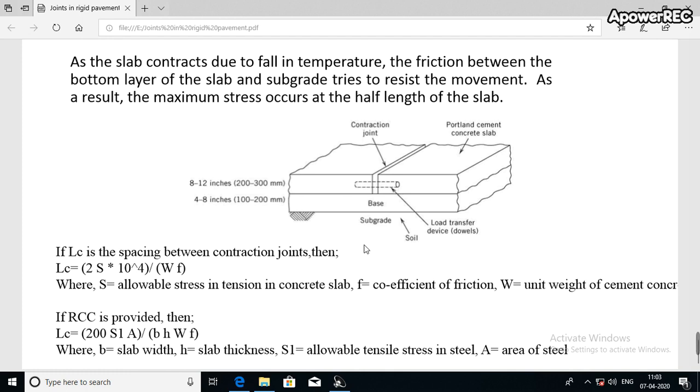Obviously, in the exam, some different numerical examples will be coming using these two formulas. They have a similar kind of meaning, but at the same time, we need to remember that they will be carrying different kinds of properties. One for the PCC, that is the plain cement concrete, and this one for the reinforced cement concrete.